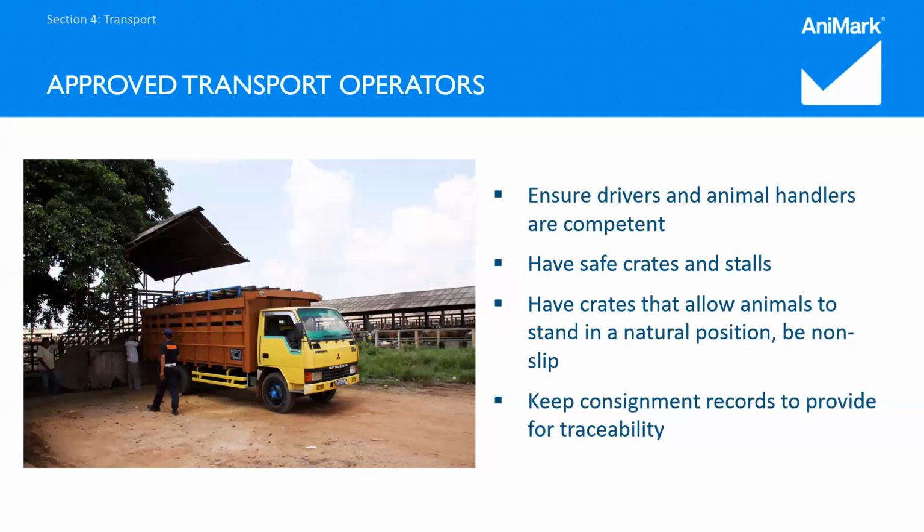Safe infrastructure and equipment such as crates and stalls on vehicles to avoid injury to livestock is also required. Crates that allow for animals to stand in a natural position, not be overcrowded, be adequately ventilated while providing protection from adverse weather are also needed. Flooring on vehicles that is non-slip is also important. Provisions need to be in place to ensure animal identification and animal health requirements are met and that animals are handled appropriately at all times.